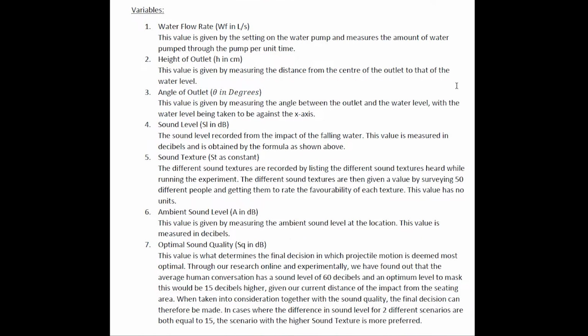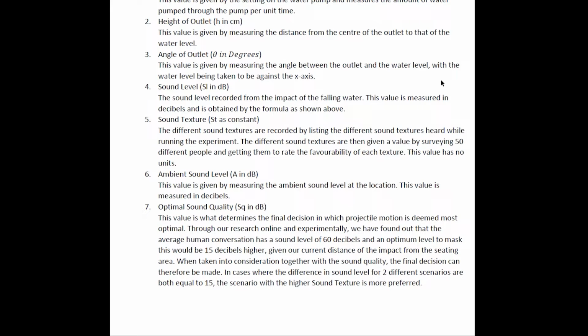And lastly, we have optimal sound quality, and this value is what determines the final decision in which the projectile motion is deemed most optimal. Through our research online and experimentally, we have found that the average human conversation has a sound level of 60 decibels, and the optimum level to mask this will be 15 decibels higher. Therefore, previously we had the limitation where sound level minus the ambient sound level should not be greater than 15. This is all calculated given the current distance of the impact from the seating area that we have in mind.